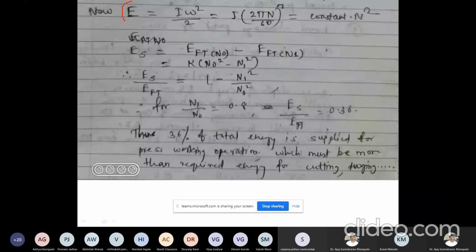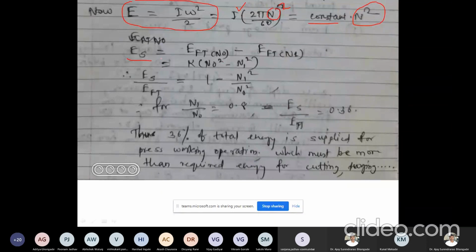Now, the energy released by the flywheel, as you know, is I omega square by 2, where the angular velocity omega can be expressed as 2 pi N by 60. All these terms except N are constant. The flywheel inertia is constant, 2 pi by 60 are constant. So it is a constant into N square. So energy is a direct function of the square of the RPM. You can see it is the square of the RPM which is going to dictate that.